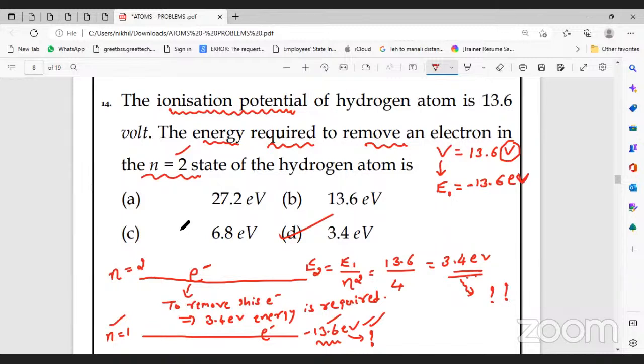I hope you got the difference between ionization potential and ionization energy. If you express the potential in terms of volt, the energy must be substituted in electron volt.